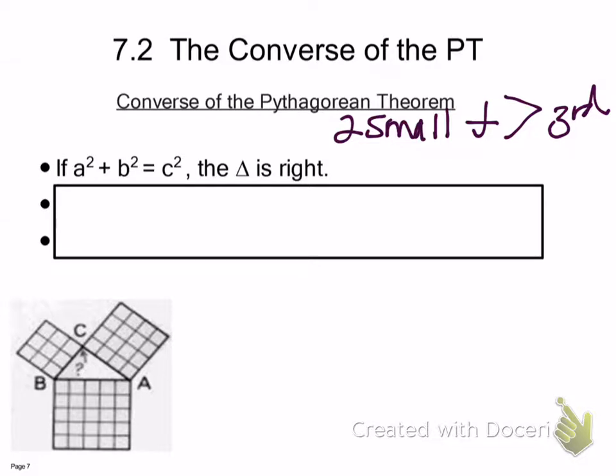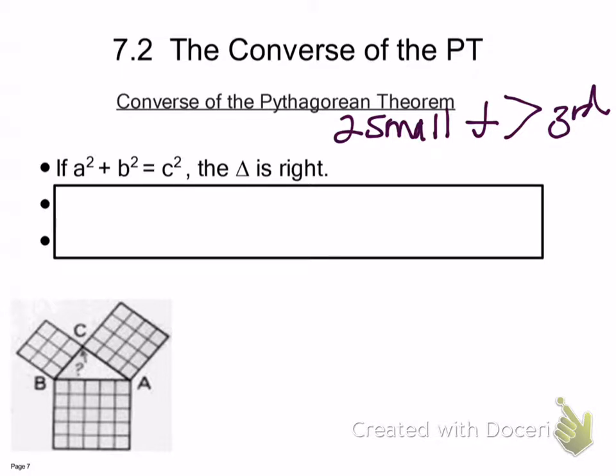Well, sorry, let me backtrack. If it does create a triangle, then we're going to classify it. And so here's how you're going to classify it. You're going to plug it into the Pythagorean theorem. If a squared plus b squared equals c squared, then the triangle is going to be a right triangle. Okay, that makes sense.